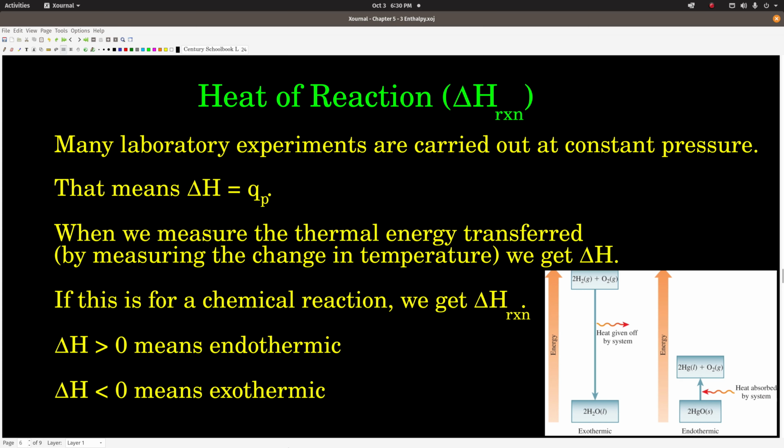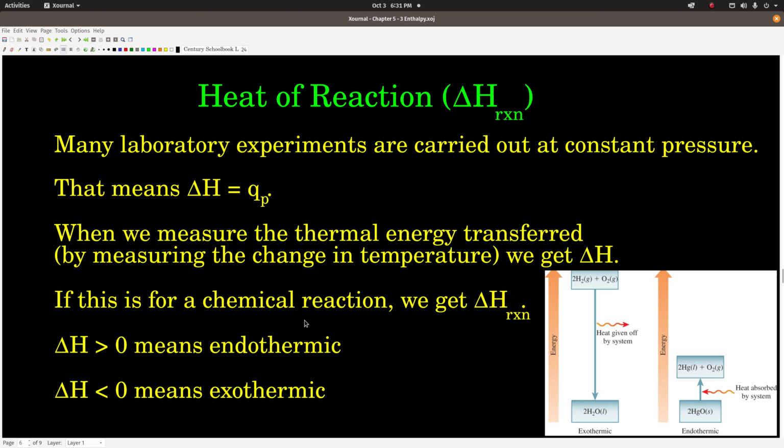So for a chemical reaction, when we measure delta H, we call that the heat of reaction, delta H of reaction. And this is a really nice thing to have because most of the time in the lab, when we do experiments, it's at constant pressure. It's just open to the atmosphere, so the pressure stays constant, atmospheric pressure. And so that means when we measure the amount of thermal energy transferred during a chemistry experiment, a chemical reaction, we measure Q sub P. What we're measuring is delta H.